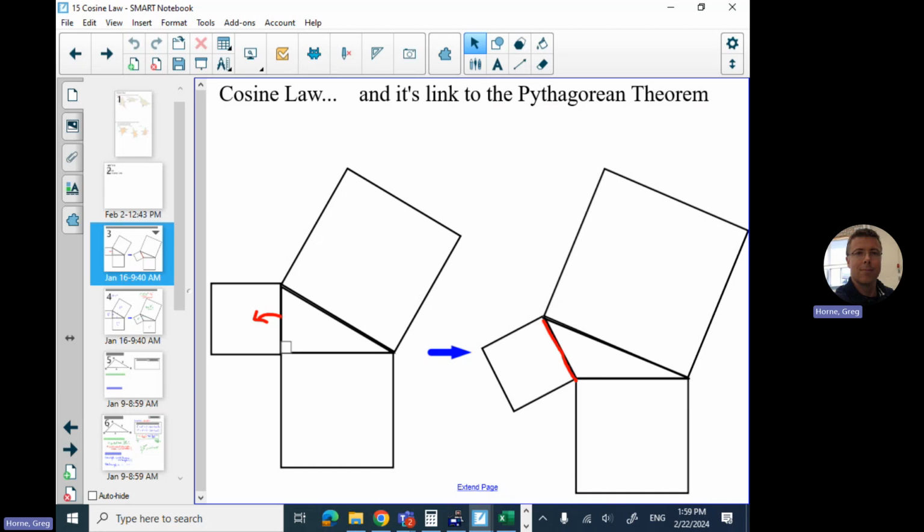You've got a right triangle on the left. And so you would have your typical squares here, so this is a squared, and this is b squared, and this would be the c squared. And of course, a squared plus b squared equals c squared, or whatever letters you're using. We know that's true, it makes sense.